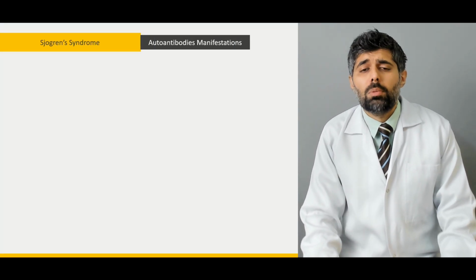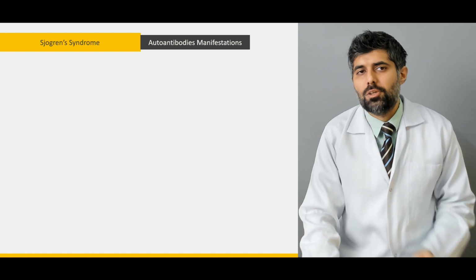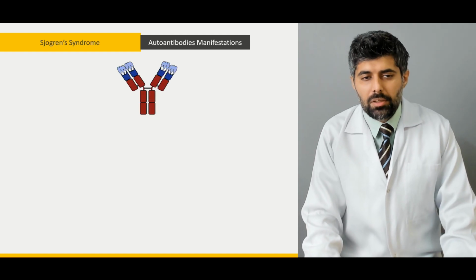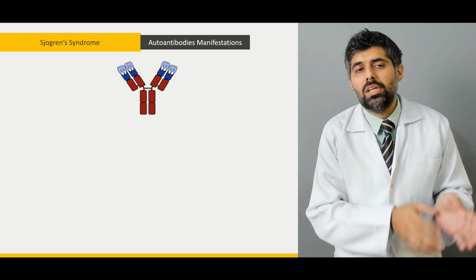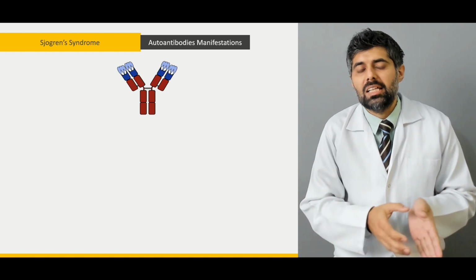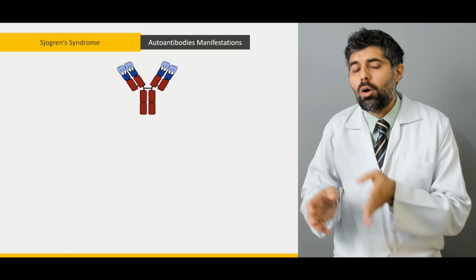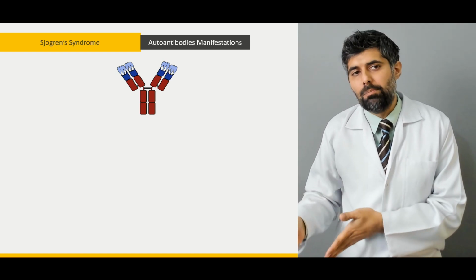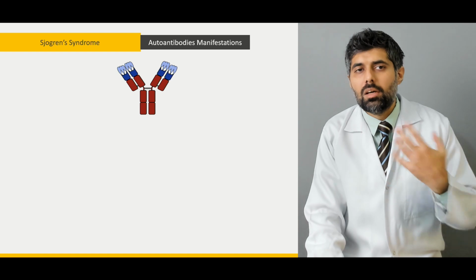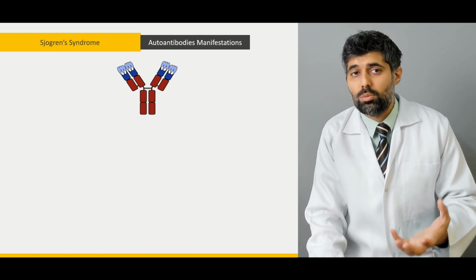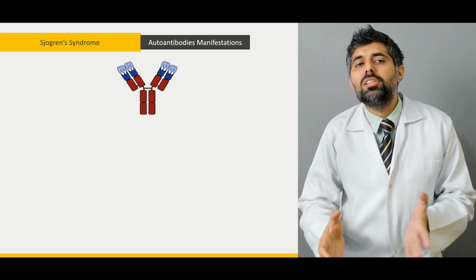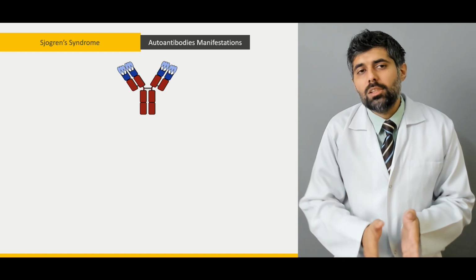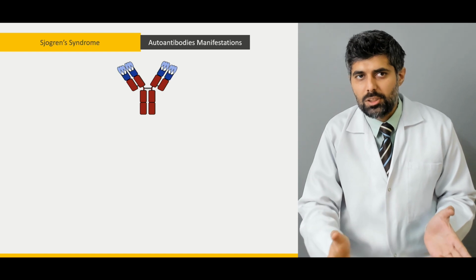Next, we are going to talk about the antibody manifestations. As I mentioned earlier, the antibodies that are produced in Sjogren syndrome are the anti-Ro or anti-SSA and anti-La or anti-SSB antibodies. But sometimes other antibodies also start being produced, and this can result in symptomology of some other conditions.